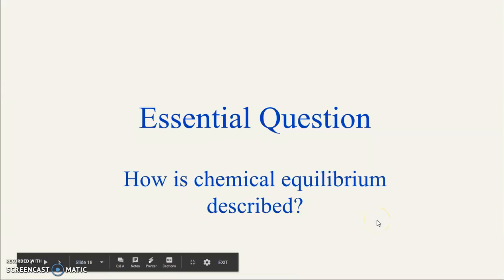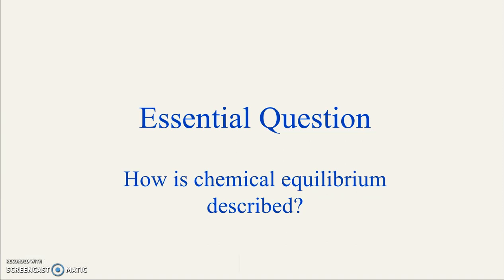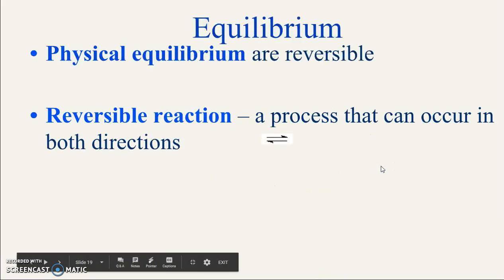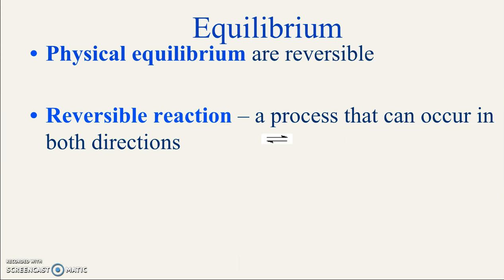All right, in this screencast, we're going to discuss how chemical equilibrium is described, what chemical equilibrium is, what it means, how you write it, all the things that go with equilibrium. So physical equilibriums are reversible, and so we think about a reversible reaction as a process that can occur in both directions. So you can have reactants to products, you can have products back to reactants.